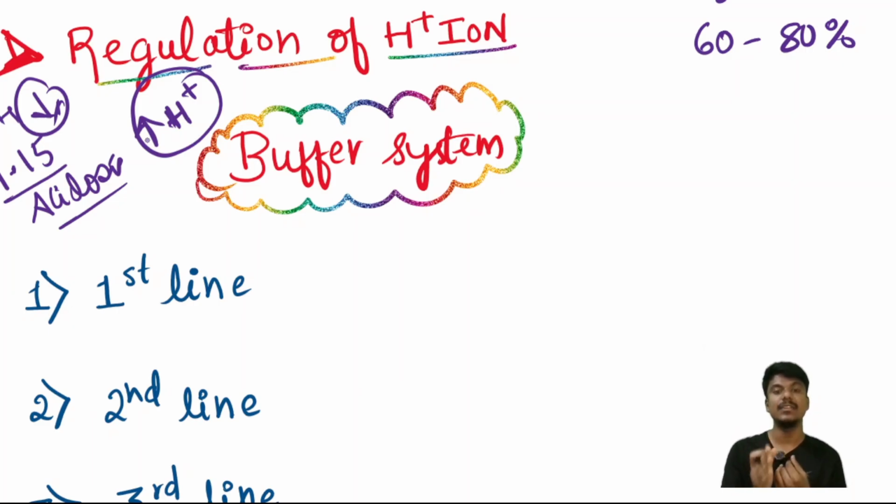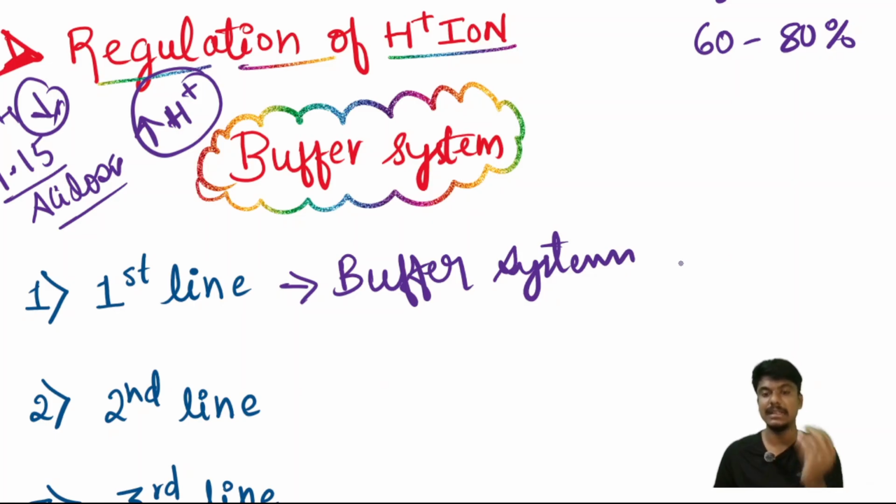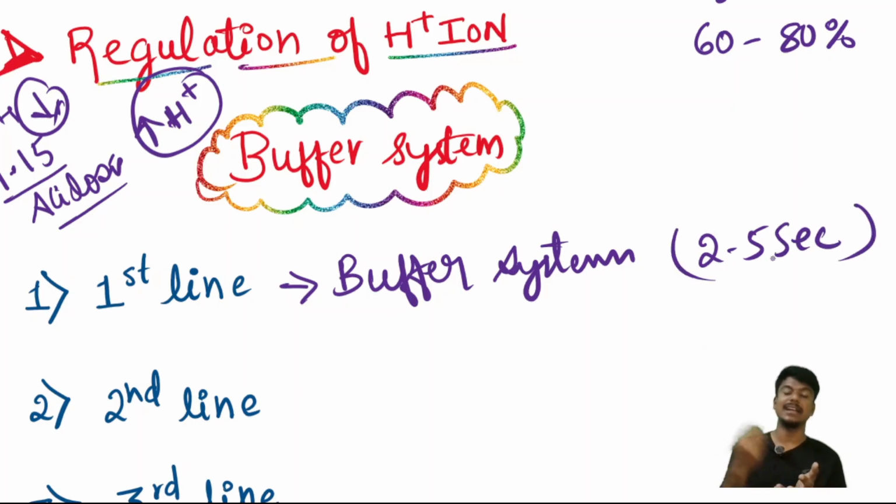Our first line of defense against acidosis or alkalosis will be your buffer system. If there is any alteration in pH, the buffer system is the first and foremost system to act. If you see any ABG changes, within 2 to 5 seconds this buffer system will be activated, and it will try to compensate. It will try to maintain the normal blood pH.